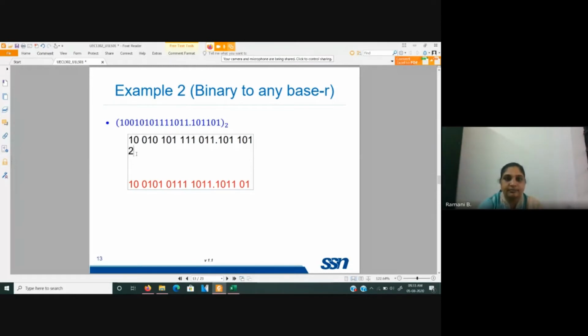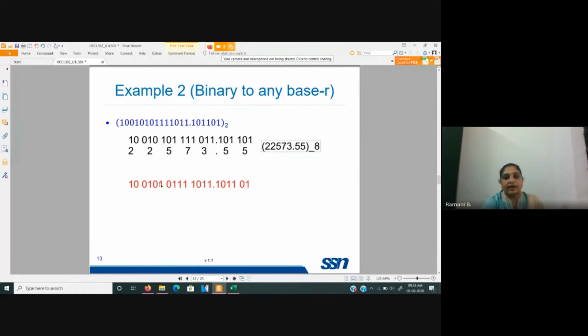And for the next 3 combination also we have 0, so that is also a 2. 1, 0, 1 is actually 5, and 1, 1, 1 is 7, and 0, 1, 1 is 3. And similarly for the fractional part, 1, 0, 1 is 5, and again 1, 0, 1 is 5. So the octal equivalent of this particular binary is 22573.55. That is the octal equivalent of this particular binary number.